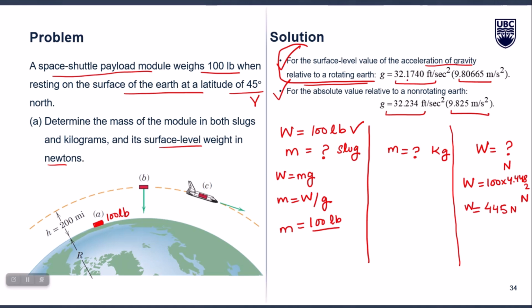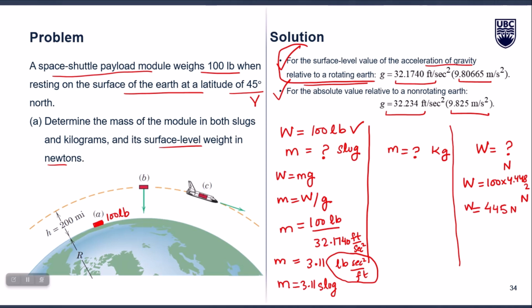So we should use 32.1740, right? Not this one. So let me use small g as 32.1740, and that is feet per second square. This will give you m equal to 3.11, and the units will be pound second square per feet. And this whole thing is actually one slug, right? So this will be 3.11 slugs. So that will be the value of m in US units, in slugs.